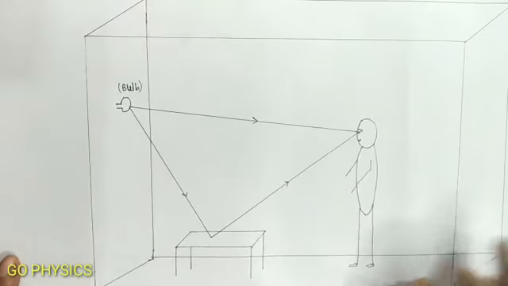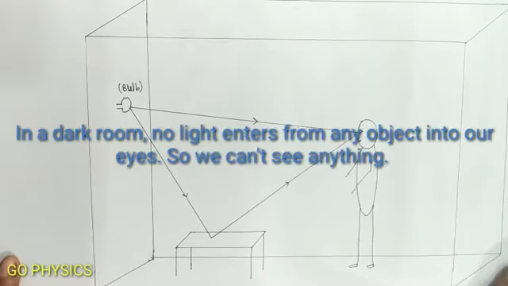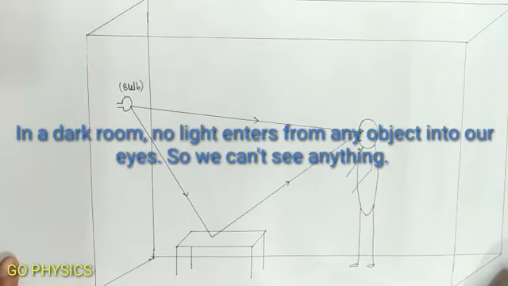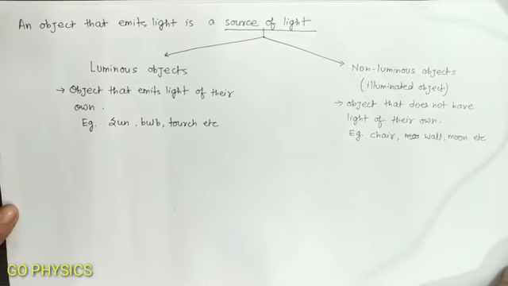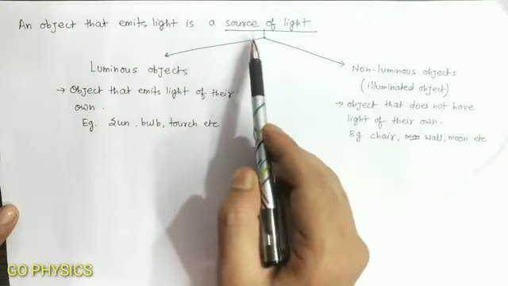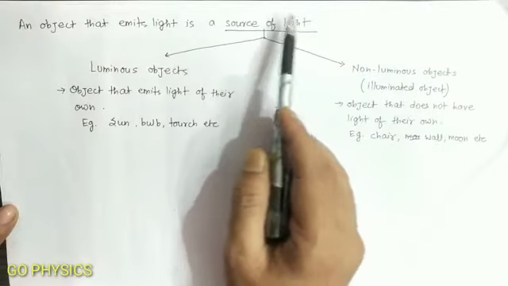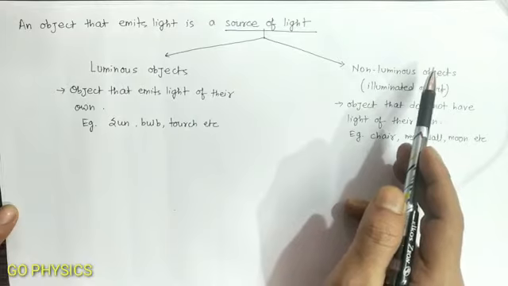What will happen if the light is switched off in the room? If the light is switched off, even if our eyes are open, we are not able to see anything, because what is light? Light is a form of energy that enables us to see an object. So as we learned from the previous example, an object that emits light is a source of light, and a source of light can be a luminous source or a non-luminous source.